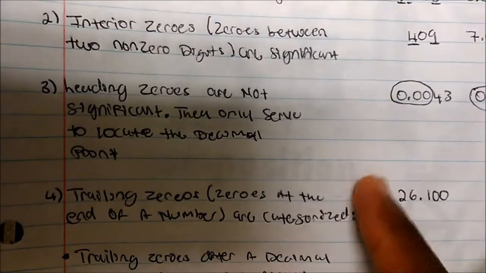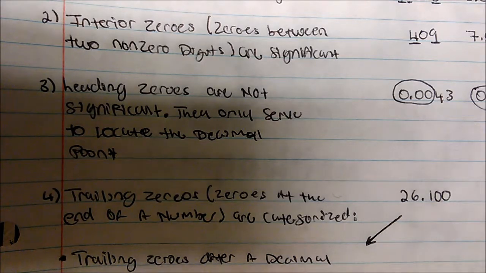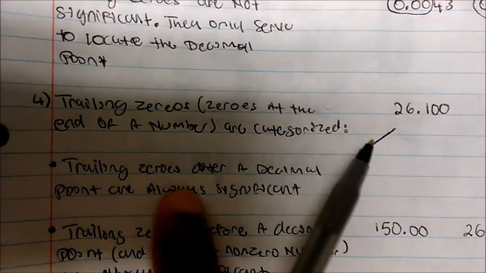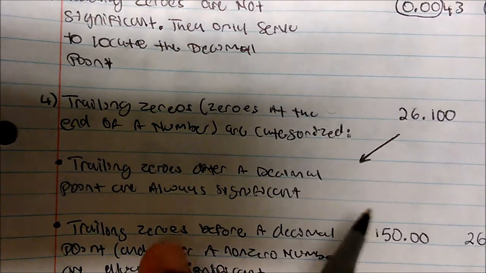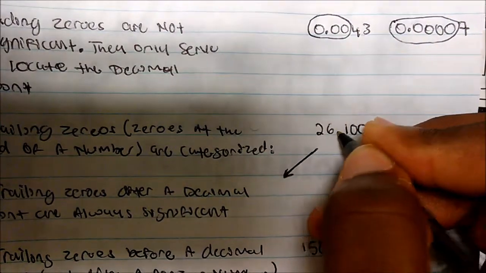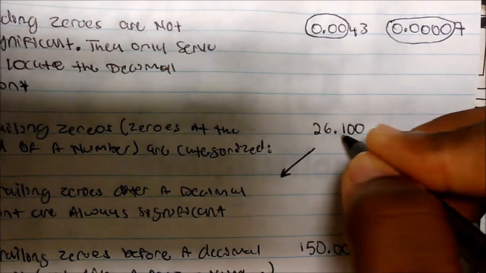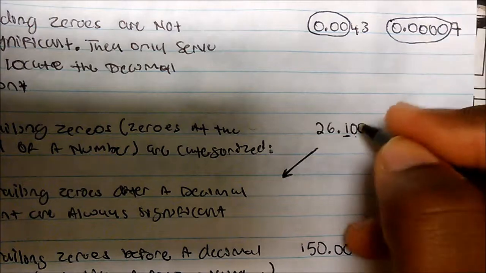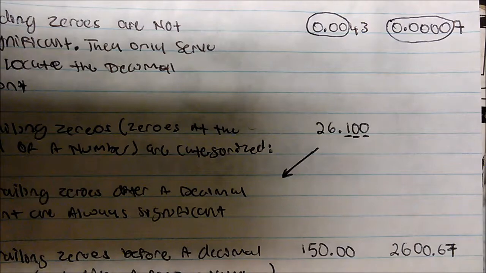So the fourth rule, we've got to break down a little bit. The fourth rule says that trailing zeros, those zeros at the end of a number, are categorized as follows. Trailing zeros after a decimal point are always significant. Any 0 after a decimal point is always significant. And so in fact, this is significant. Well, the 1, we know 1 is always significant, it's a non-zero digit, but the idea is that any trailing 0 after a decimal point is always significant.